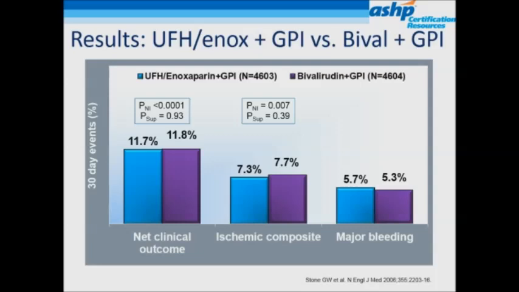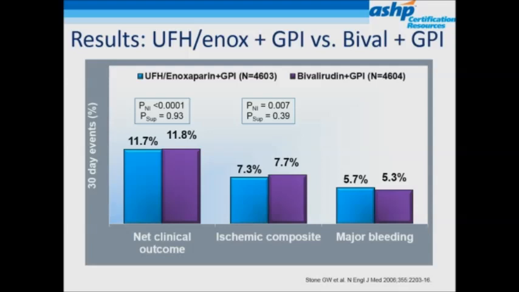And so, thinking about the overall results with what was observed, so you'll see that this is now the unfractionated heparin or enoxaparin or the heparin arm with the 2B3A inhibitor versus bivalirudin with a 2B3A inhibitor, and you'll see that there was really no difference overall between the two arms with regards to the overall net clinical outcomes. The net clinical outcome is the combination of these two bars right here.